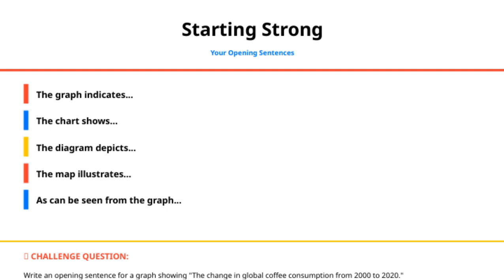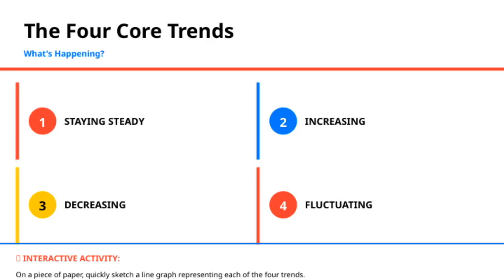shows some interesting trends. All right, now I want you to take a piece of paper and quickly sketch out a line graph for each of these 4 trends. First, draw a line that goes up and down showing fluctuations. That's the fluctuating trend. Then, create a line that gradually goes down, representing decreasing. Next, sketch a line that steadily goes up indicating increasing. And finally, draw a straight horizontal line showing staying steady.